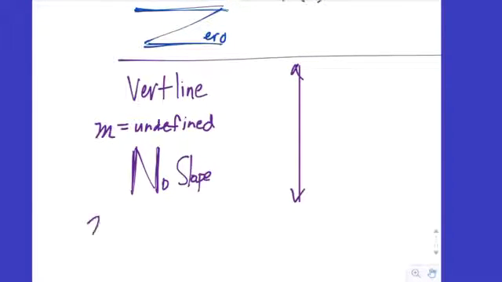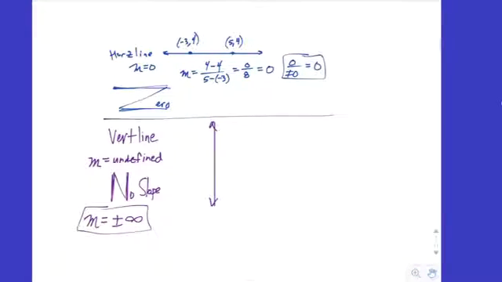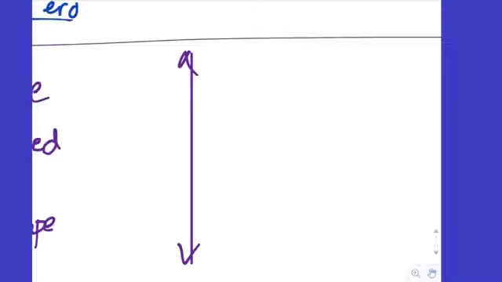But what I want y'all to learn now is a vertical line has undefined slope because it is plus or minus infinity. All right? It's plus or minus infinity. Can you ski down a vertical slope?